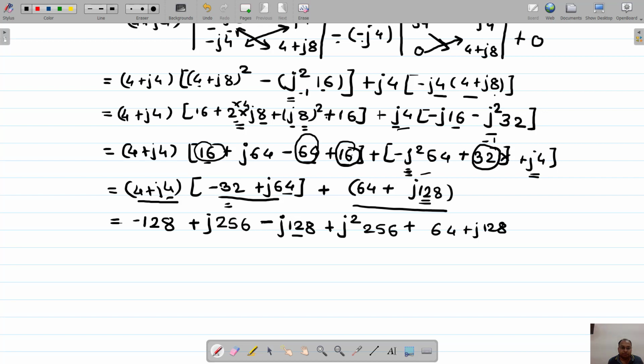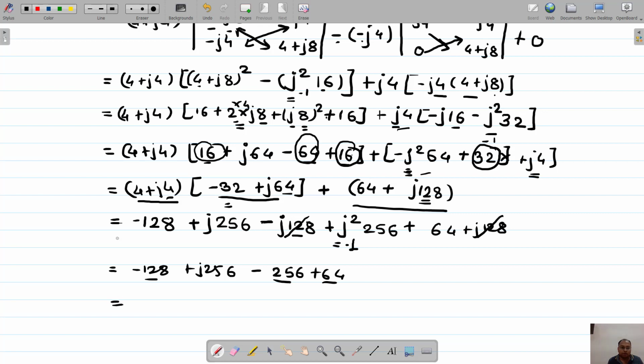Okay, fine, great. Now over here this is j square, no? So it is going to be represented as minus 1. Is that fine? Okay. Can I cancel out this 128 with this minus 128? Yes, I can. Okay. So therefore, finally, I'll be getting minus 128 plus j 256. Okay. And now this is minus 256 plus 64. Okay. Now let us simplify this one. Let us add and subtract the values.